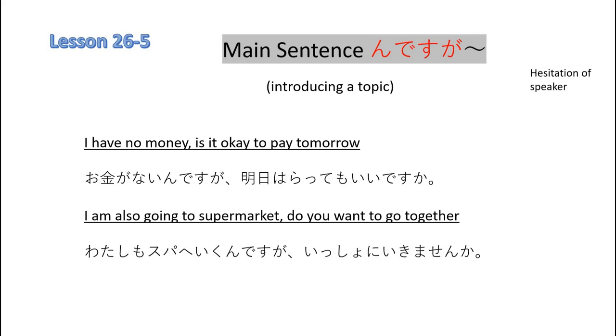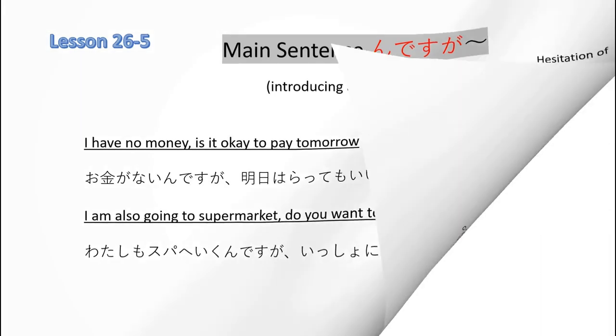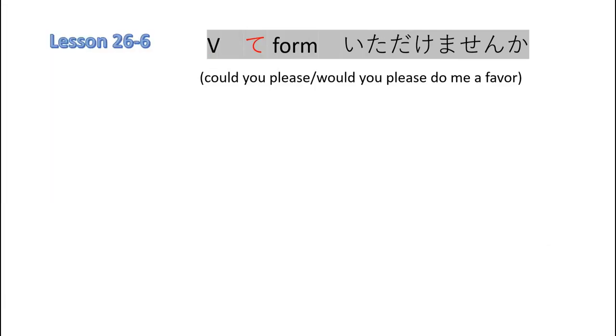So in this way, the particle ga can be added when the speaker wants to introduce something, to introduce a new topic, to give a new reason, or when he is hesitant to speak. Another grammar pattern is verb te form itadakemasen ka. So itadakemasen ka is the polite way of saying, could you please do or would you please do me a favor? So it's a very polite form and it is often used in business conversations.